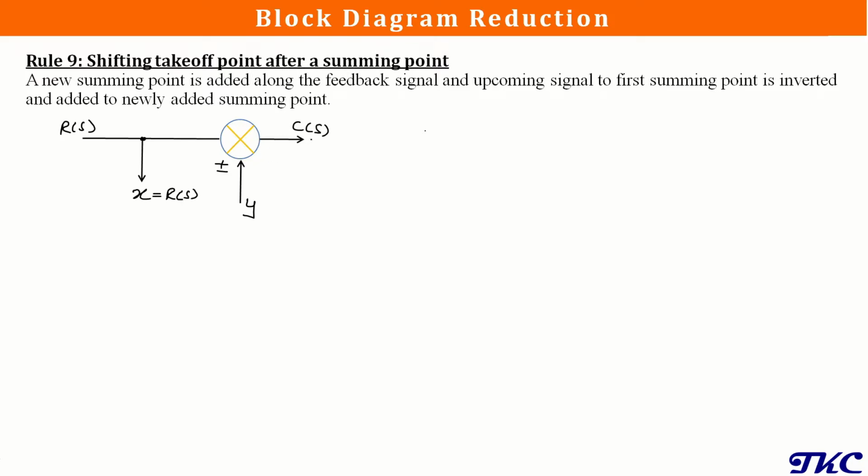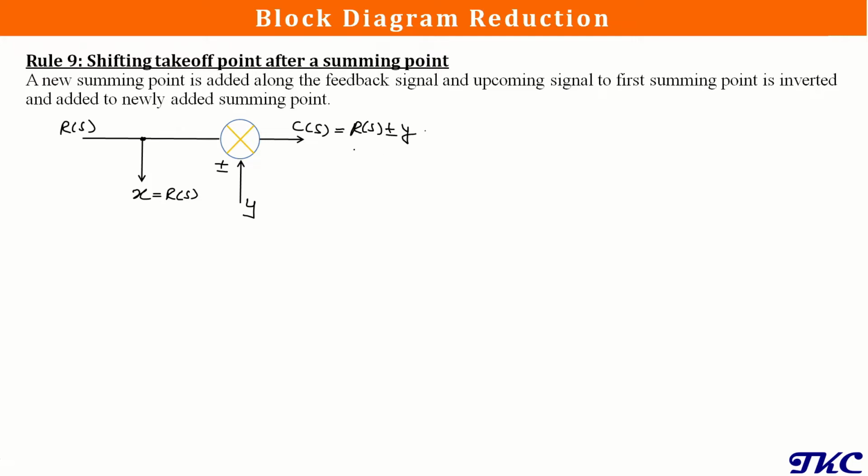Now to find the output value here, that is C of S, we need to consider the signal after this summing point. So at this summing point, this input signal and this feedback signal y will get added up based on the sign of y. So the output signal will be the addition of R of S and this y signal. So it will be R of S plus minus y, based on the sign of y.